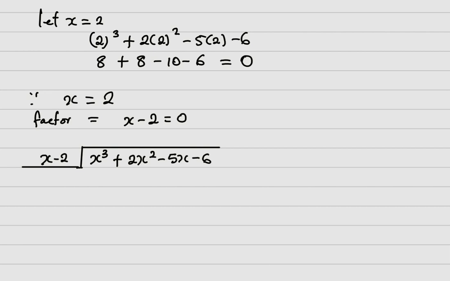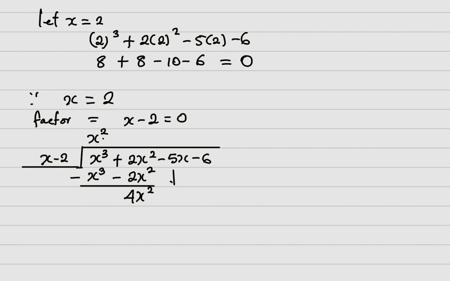All right, remember what we said. You are going to think of a factor that when it multiplies this particular x, it gives you x raised to power 3. So this is going to be x squared. So x squared times x is going to be x raised to power 3. Then x squared times minus 2 is minus 2x squared. Then I subtract so that I get rid of x cubed, and this is going to be 4x squared.